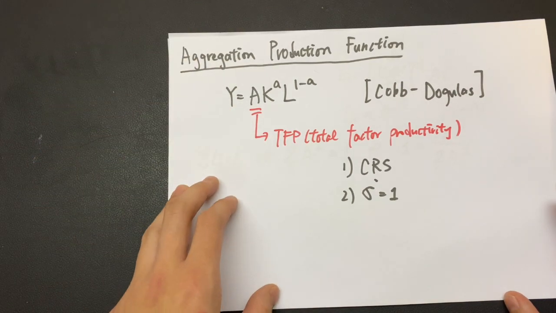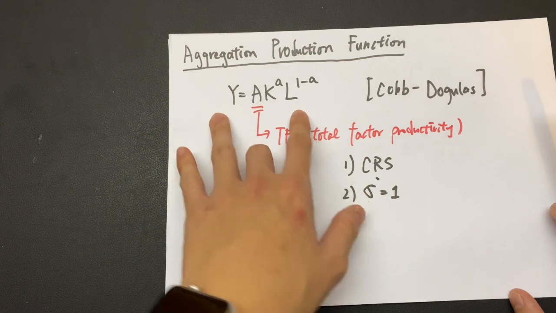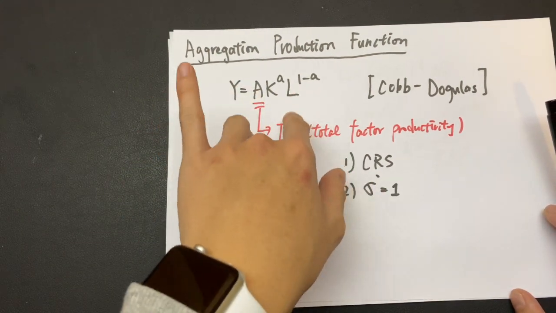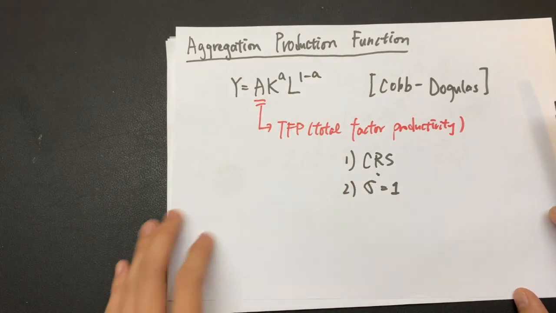In future videos, I may talk about, for some more complex assumptions, how we can micro-found the aggregate production function, and what is missing in this aggregate production function proposed by Solow decades ago.